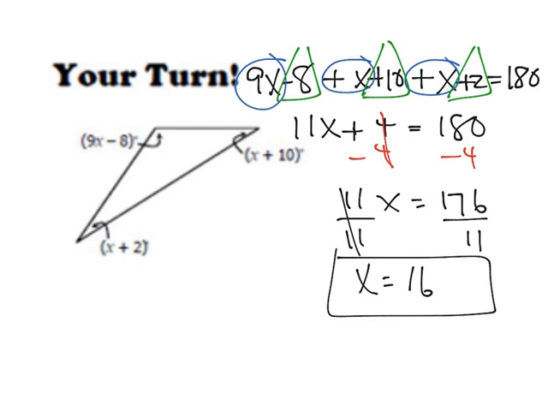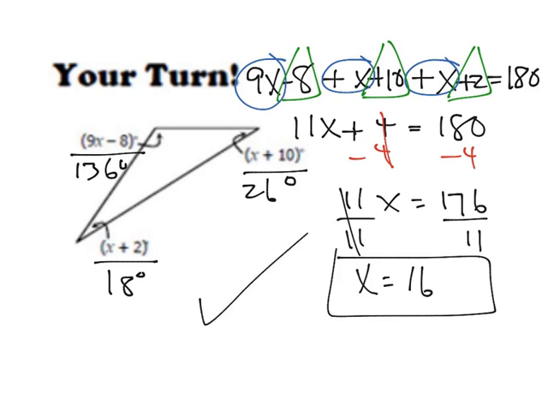Plugging in values again, let's go ahead and substitute our values into the angles above. So x plus here, it would be 16 plus 10, that would be 26 degrees here. Here, it would be 16 plus 2, that would be 18 degrees here. And here, it would be 9 times 16 minus 8, and that would give me 136 degrees. When I add all of these values up, I get 180 degrees again. So again, we checked our work for reasonableness, and it follows suit. Let's move on.